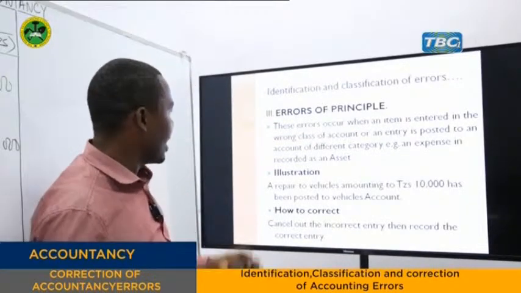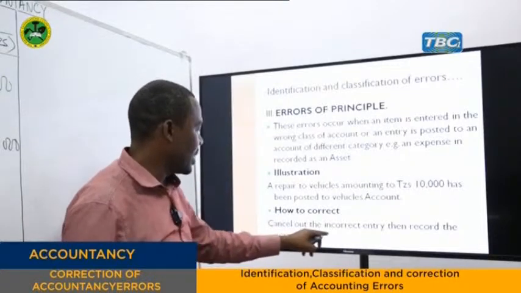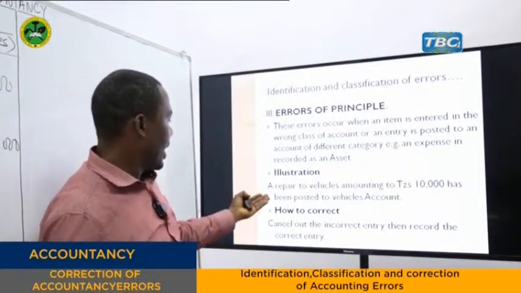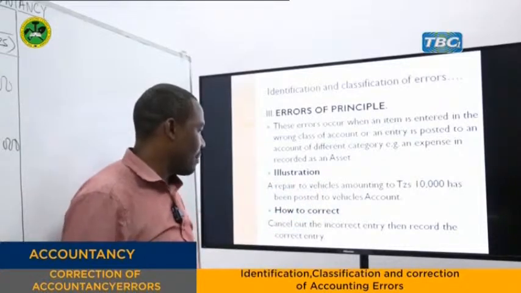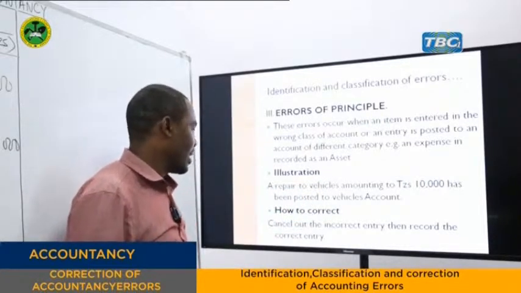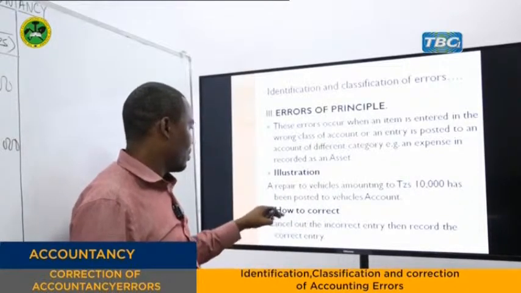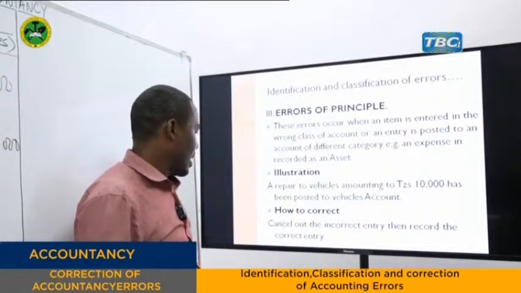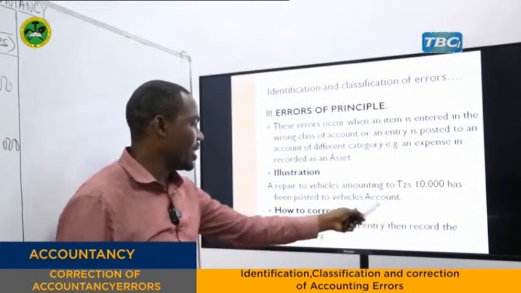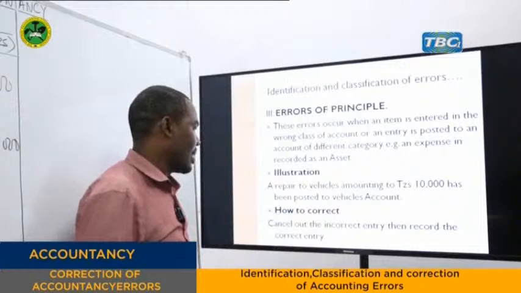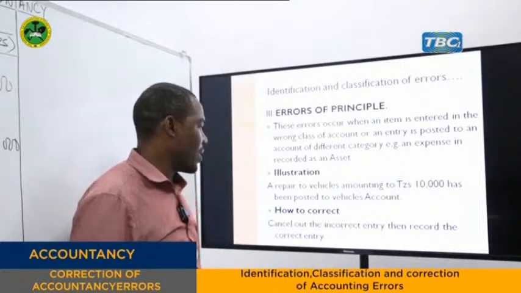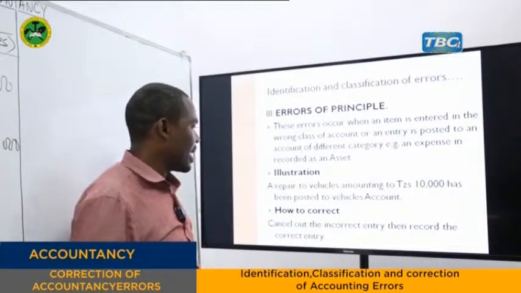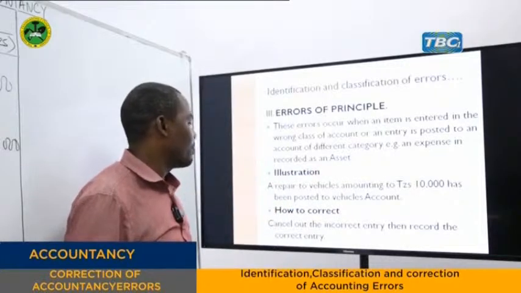It is the same procedure as the errors of commission. You cancel out the incorrect entry, then you record the correct entry. Let's see an example. A repair to vehicles amounting to 10,000 TZS has been posted to vehicle accounts. So it was an expenditure of 10,000 being posted to the vehicle account. That means it was treated as a purchase of an asset. So it was debited to vehicle accounts instead of being debited to motor vehicle repair. That is an error of principle.